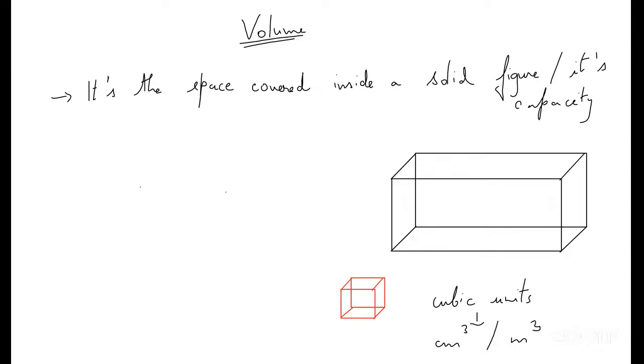Why cubic units? It's called because we imagine that inside our solid figure we have cubes. We take it as a measurement that it is filled with cubes of one unit each. Because we have these cubic units inside it, for the volume we use centimeter cube and meter cube to denote it.